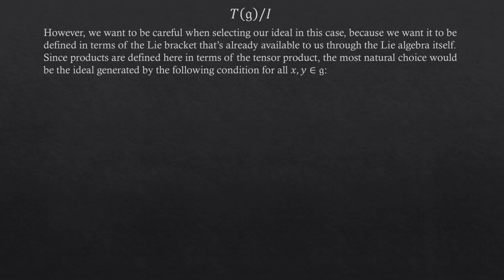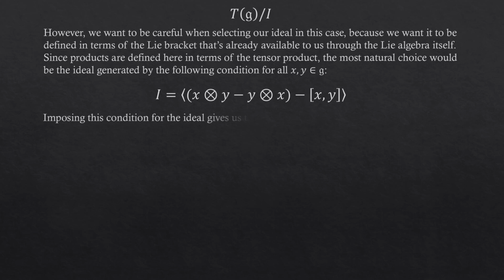And since products are defined here in terms of the tensor product, the most natural choice would be the ideal generated by the following condition for where tensor products and the Lie bracket go to 0 when you compose them. So we can have, for example, the ideal generated by x ⊗ y minus y ⊗ x minus the Lie bracket of x and y. Imposing this condition for the ideal gives us a quotient algebra.